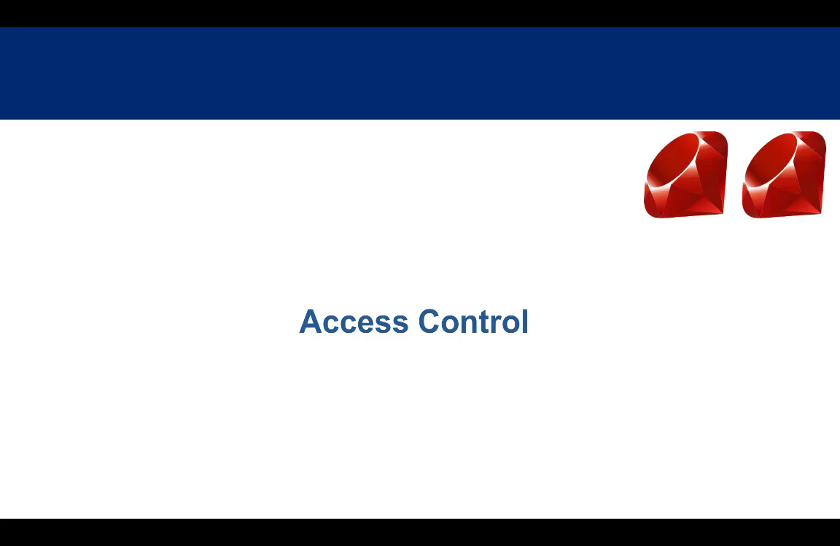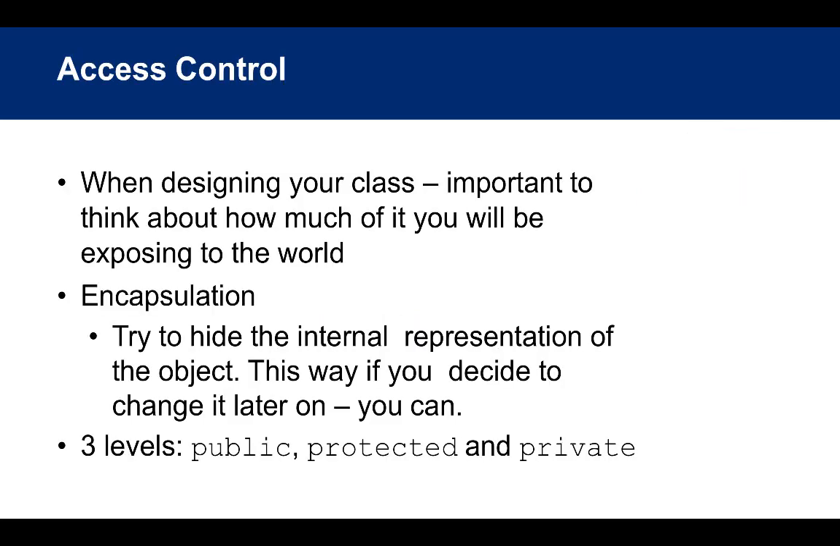Let's talk about access control. Whenever you design a class, it's important to think about how much of it you'll be exposing to the world. This idea in OO in general is called encapsulation: you try to hide the internal representation of an object, and this way if you decide to change it later, you can.